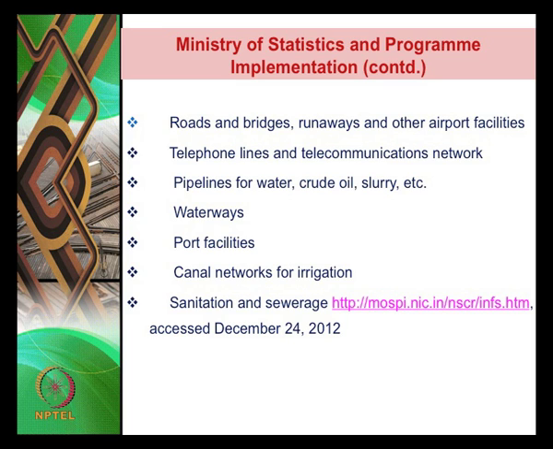Then you have airport facilities as infrastructure, telecommunication lines, basically there is a fixed line telephony, there is mobile telephony, so both of these telephone lines and the telephone network are classified under infrastructure. Then you have waterways, both riverways and seaways, all of this will come under infrastructure. Then along with airports we also have seaports, so the port facilities will be under infrastructure. Then you have various canal networks that are used for irrigation, that will also be under infrastructure.